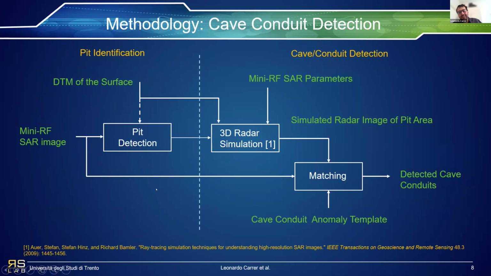So how did we identify the cave on the Mini-RF image? Well, first we have a SAR image of the surface, and then we look for anomalies in the image. Then we perform 3D radar simulations, because we know the acquisition geometry, by exploiting a digital terrain model of the lunar surface, obtained by other sensors. Then we compare the Mini-RF image, the experimental data, with our simulated images to understand whether there is a match, and we can basically detect the cave and its morphological parameters.